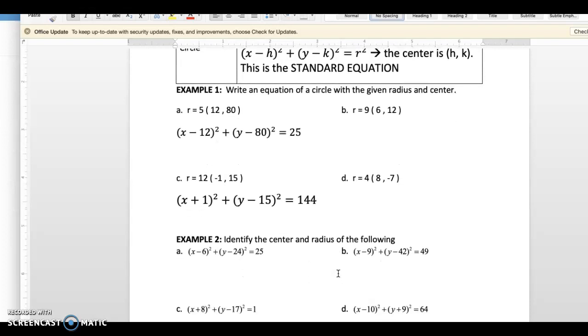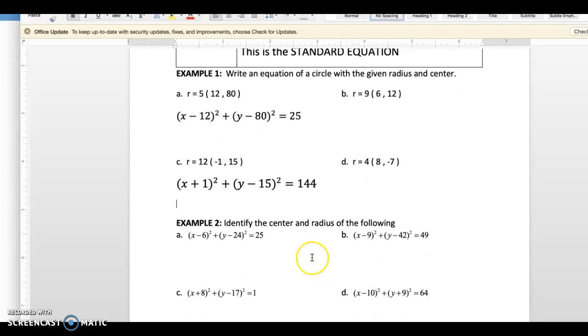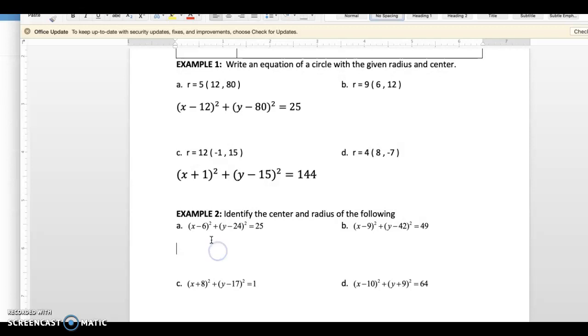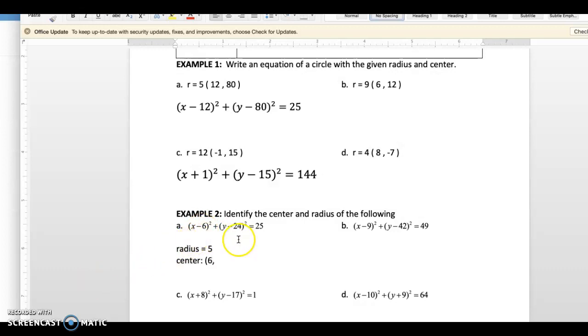There you go. If we want to identify the different parts of a circle, so the radius and the center, I'm first going to identify what the radius is. So if radius squared is what the equation equals, you always want to take the square root of whatever the equation equals. So in this case, the square root of 25 is 5. So that's what the radius is equal to. For the center, you just want to pull out the values, and you take the opposite signs that are currently in the equation. So the opposite of -6 for the x value, or h, is +6. And the opposite of -24 for y, or k, is +24.